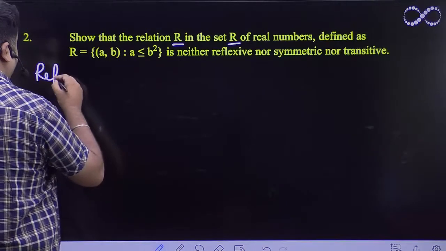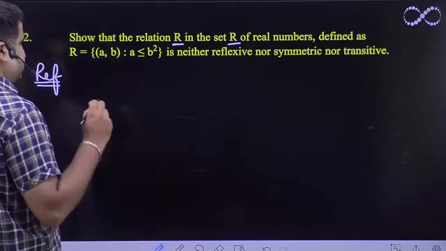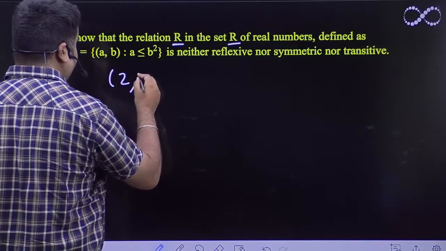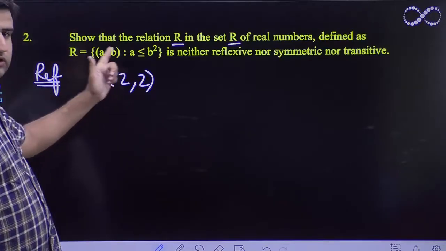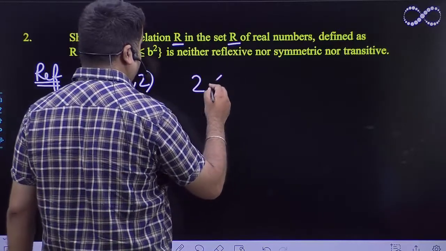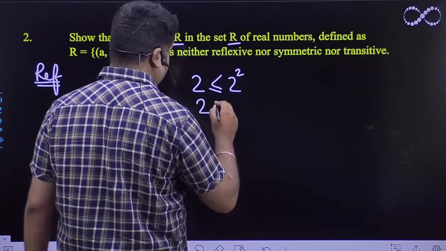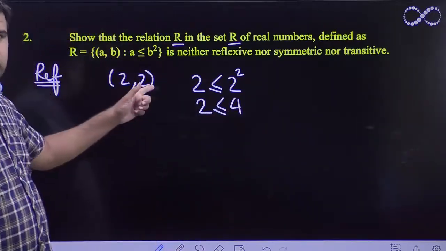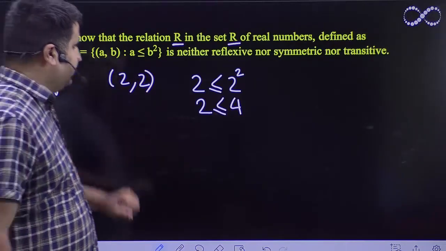So we'll check for the reflexive property. Let's take an example, (2, 2). Both are real numbers, right? Now if we check, 2 is less than or equal to 2 square, this is true. 2 is less than or equal to 4. Therefore (2, 2) exists in this relation.